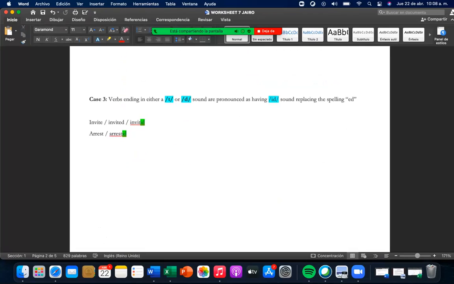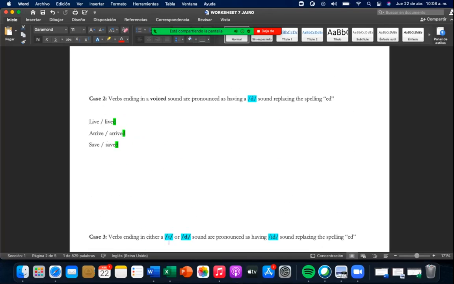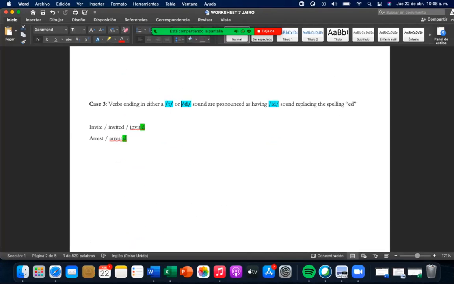And then we have case number 3, the last case. Remember that this is the exception, right? This is the exception. So it says, when you have verbs ending in t or d sound, remember that this is how we make the past in case 1 and case 2. When we have verbs ending in these two sounds, we're going to pronounce the past as id, like this, id, okay? So I say here, for example, invited, invited, arrested, arrested.